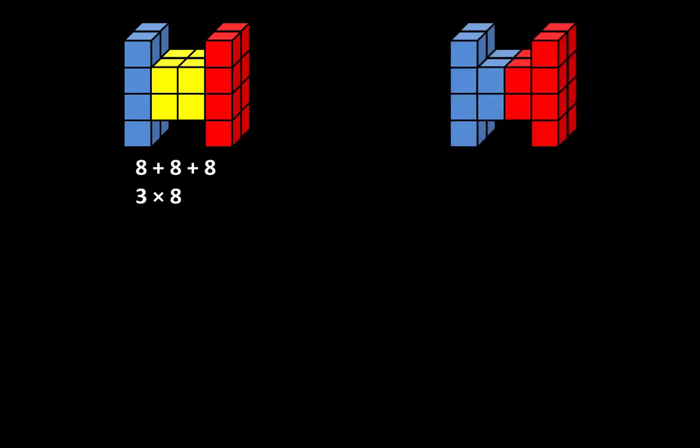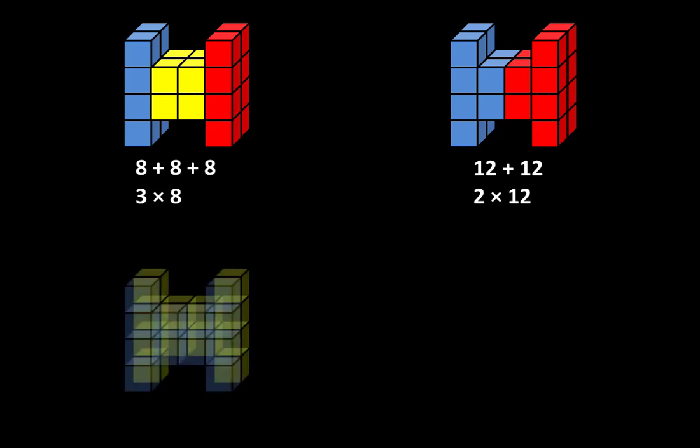Let's take a second look at how the structures were broken apart. Almost every time we find that there is more than one way to describe what we see. The first structure can be described as 8 plus 8 plus 8, or it can be described as three groups of eight. The second structure can be described as 12 plus 12, or it can be described as two groups of 12.